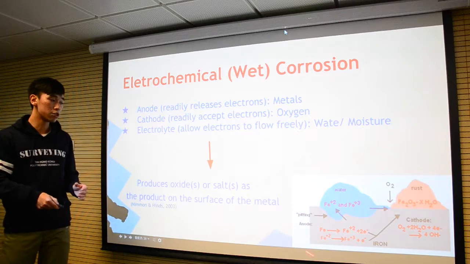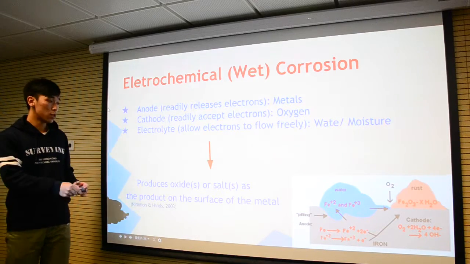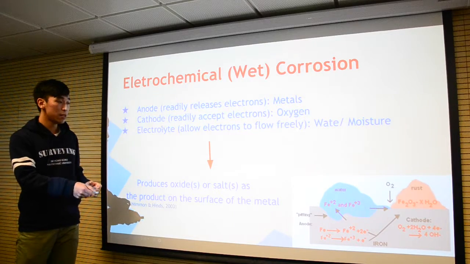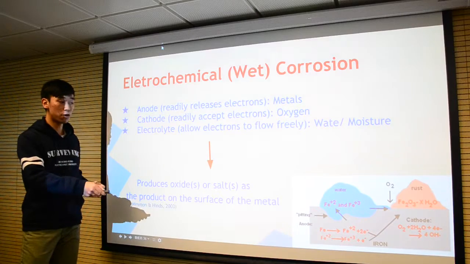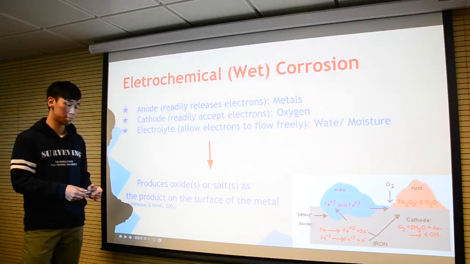Let's take the corrosion of iron as an example. The water is serving as an electrolyte. The oxygen receives the electrons released from the ions, and the rust as the product is formed on the surface of the metals.